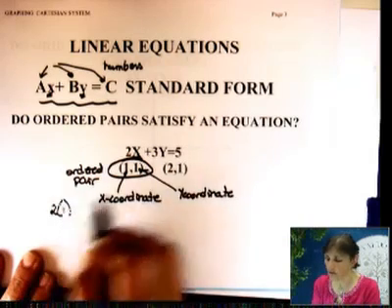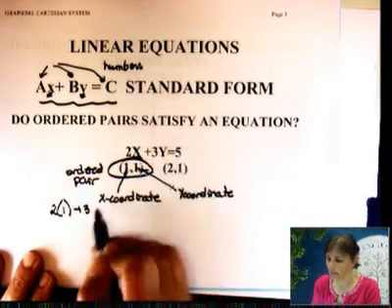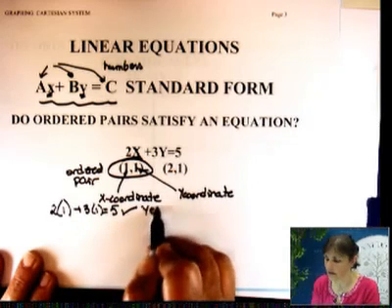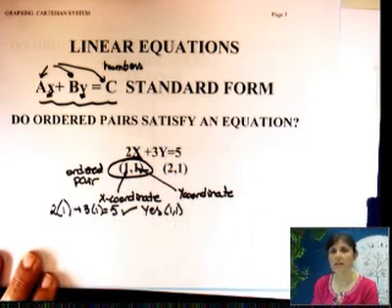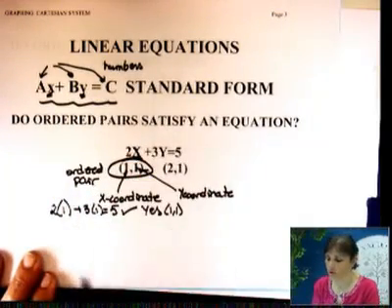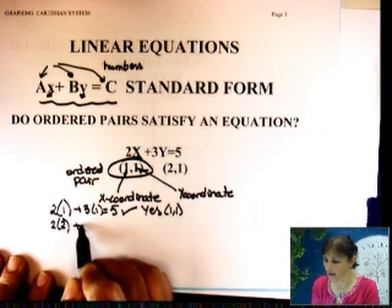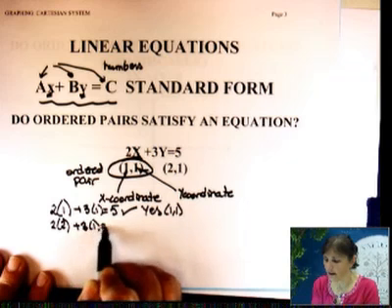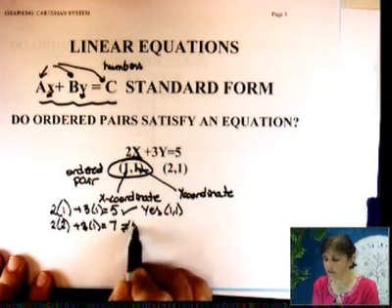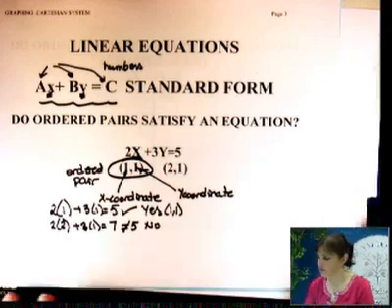Here we go. 2 times 1, instead of this x, I put 1, plus 3 times, instead of that y, I put 1. Is that 5? It looks like it. So you say yes. 1, 1 is satisfying that equation, 2x plus 3y equals 5. How about 2, 1? So let's put 2 for x and 1 for y. This one gives me 2 times 2, 4, plus 3, that's 7. That is not 5, so the answer is no. This ordered pair does not satisfy that equation. All right.